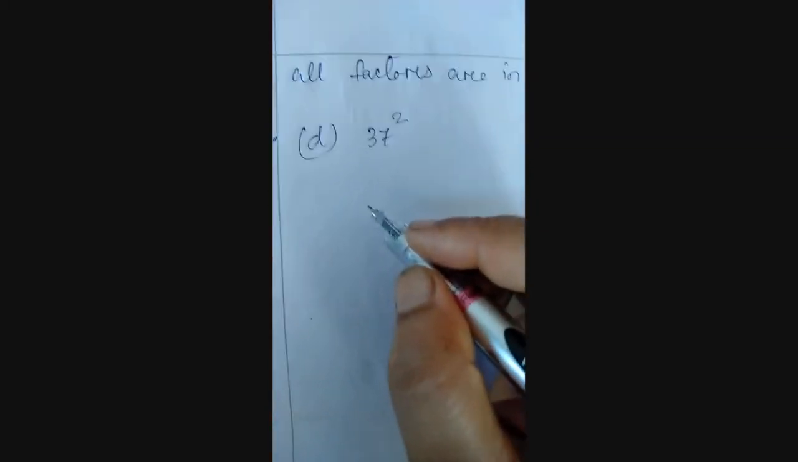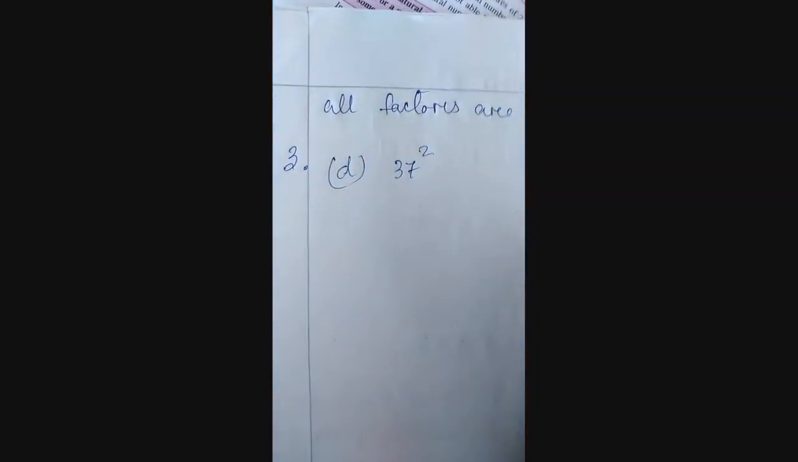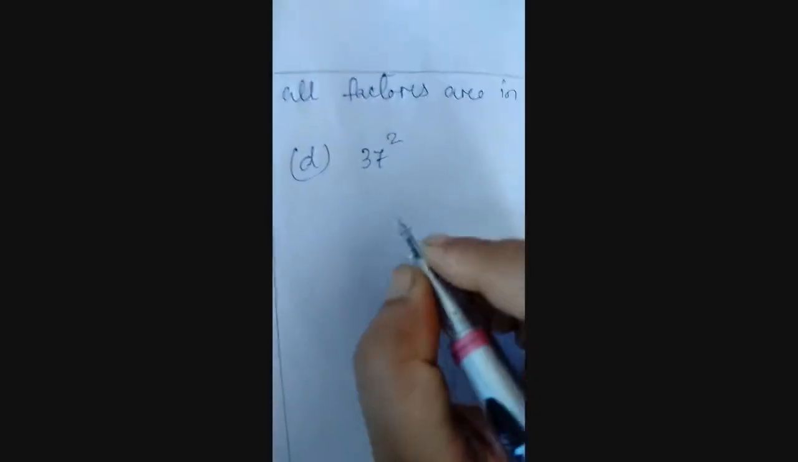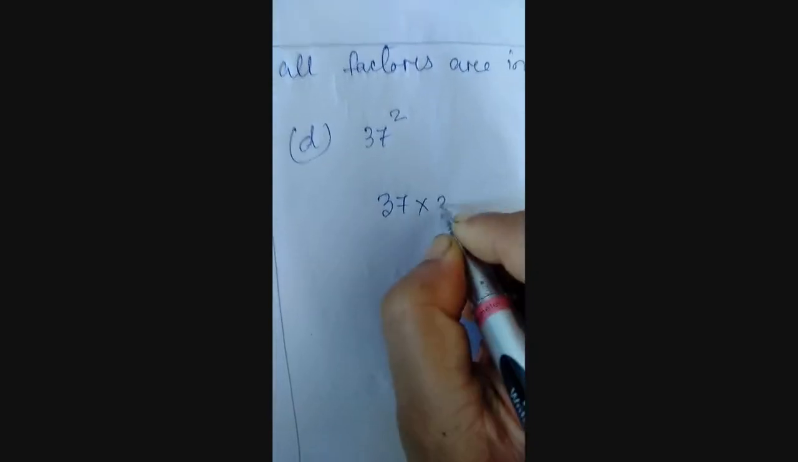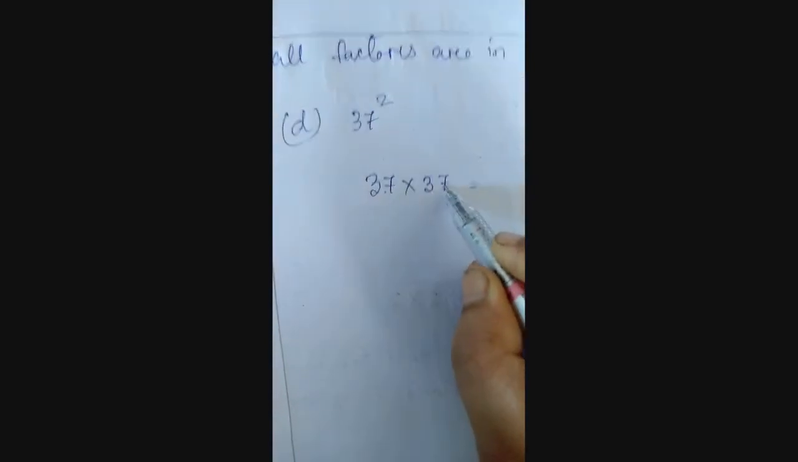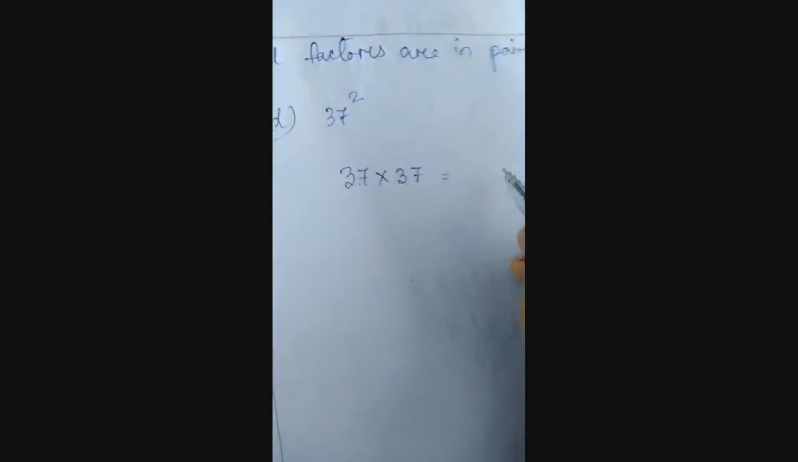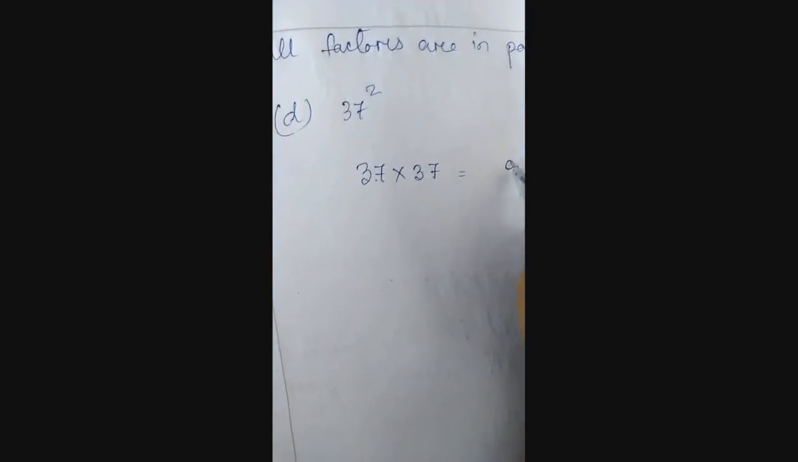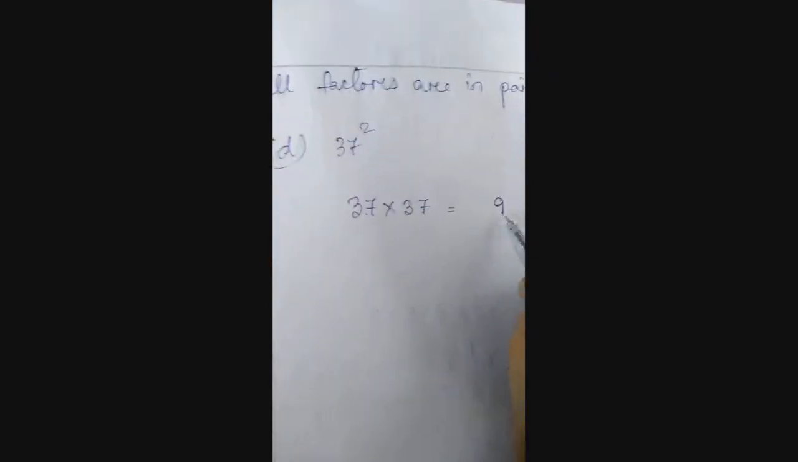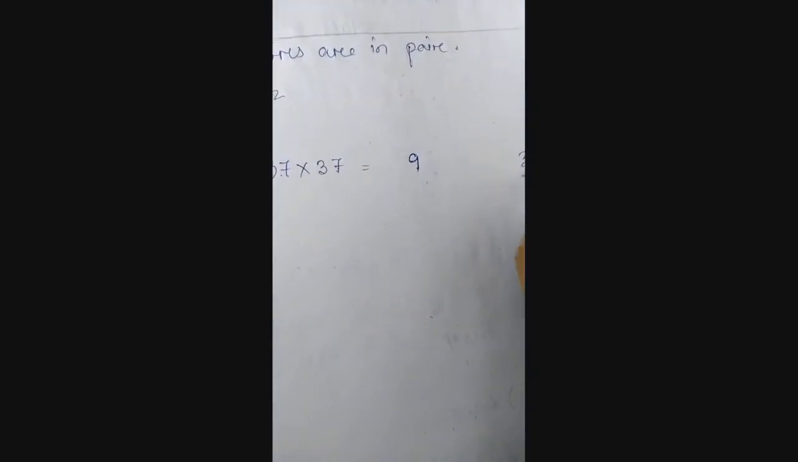So let us solve part D, that is 37 square. They have asked you to find the ones digit. Ones digit means the digit in the units place on the right side, without finding the square. Can you tell me? 37 into 37: 7 times 7 is 49, so the last digit is 9.